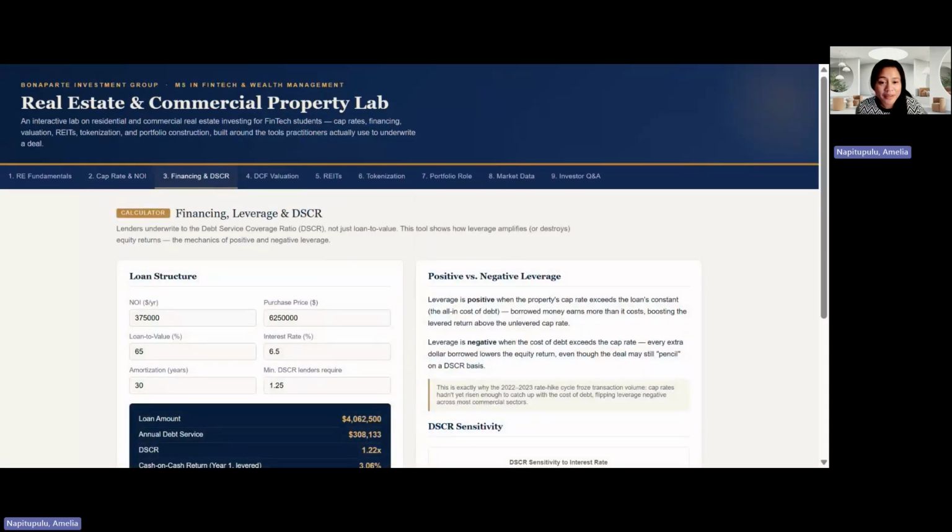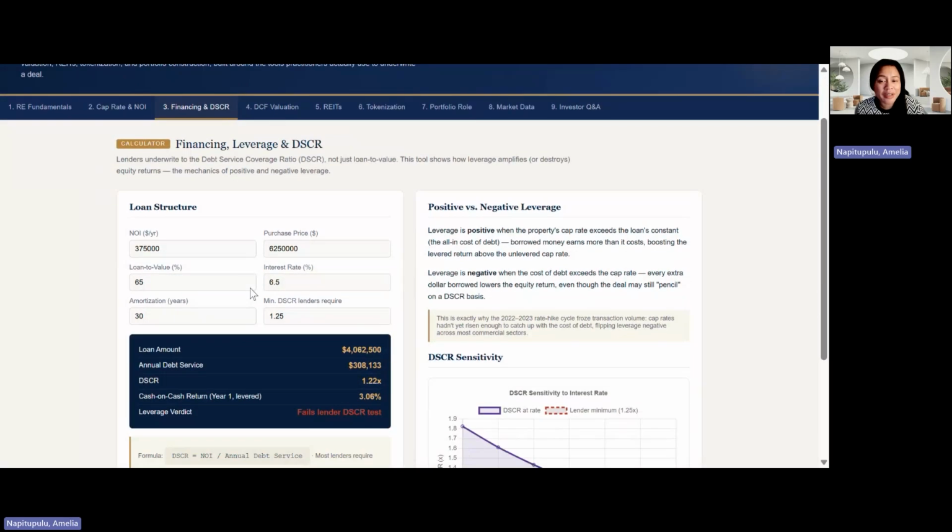So lenders care a lot about whether a person's income can cover the loan payment, which is measured by the debt service coverage ratio, or DSCR. Most lenders want to see that ratio at 1.2 to 1.3 times or higher. This is similar to how a bank checks that your paycheck can cover your rent before approving an apartment lease.